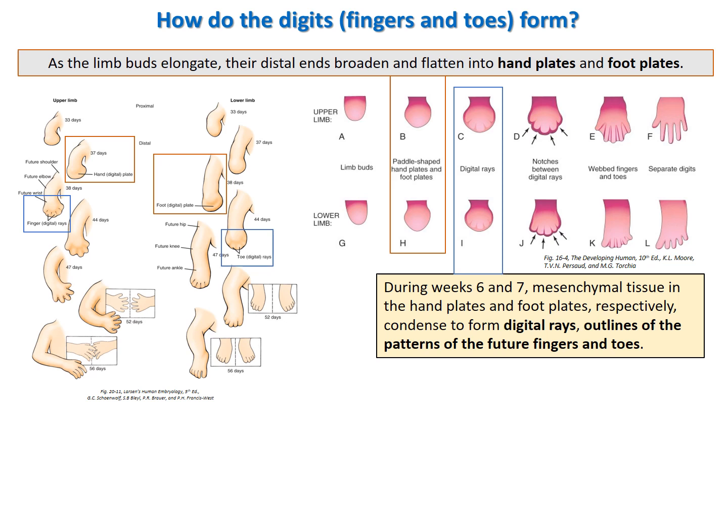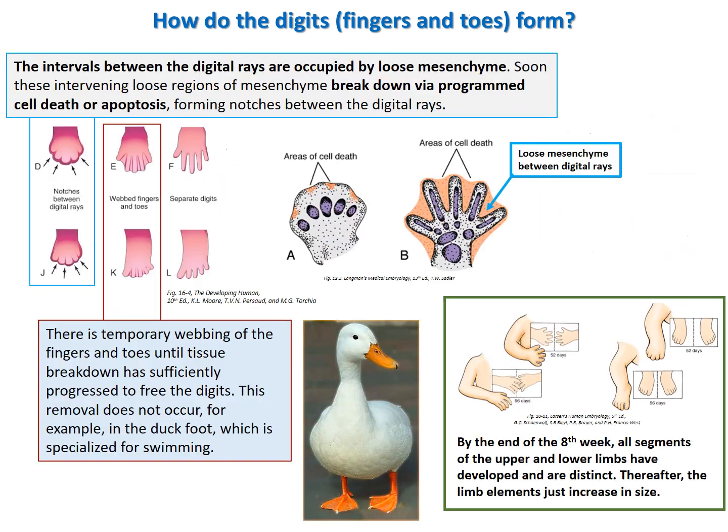At the tip of each digital ray, a part of the AER induces development of the mesenchyme into primordia of the phalanges in the digits. As viewed here, the intervals between the digital rays are occupied by loose mesenchyme. Soon, these intervening regions break down via programmed cell death, or apoptosis, forming notches between the digital rays. There is temporary webbing of the fingers and toes until tissue breakdown has sufficiently progressed to free the digits. This removal does not occur, for example, in the duck foot, which is specialized for swimming.